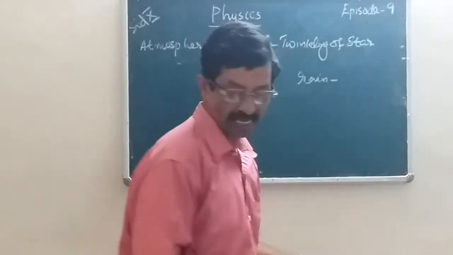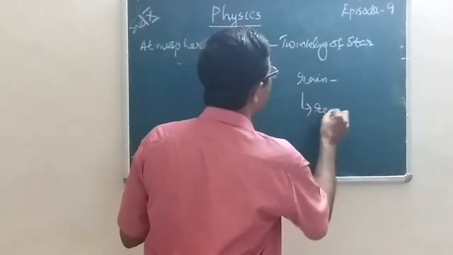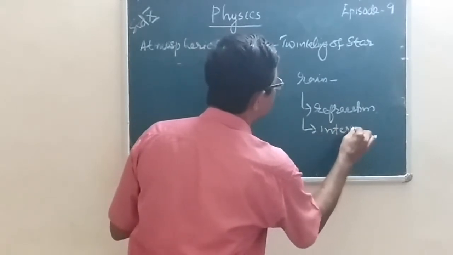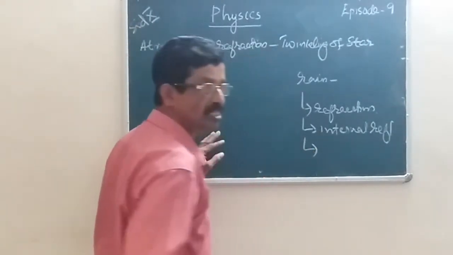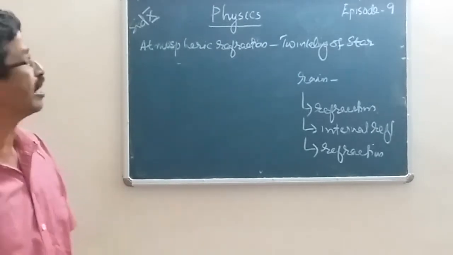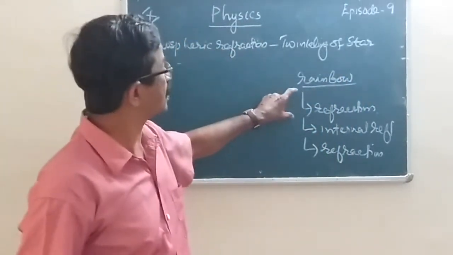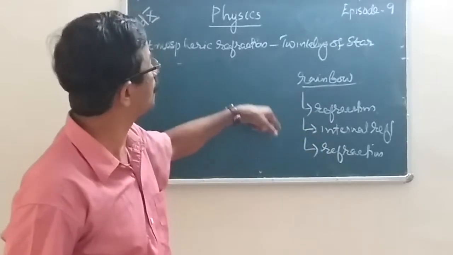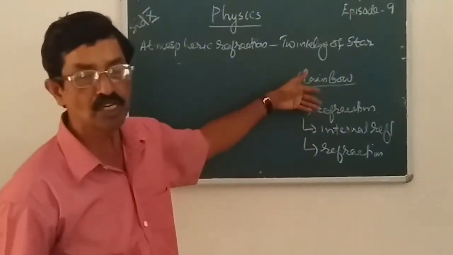When we discussed the rainbow, there is a dispersion for that. There is a refraction, then there is internal reflection, then again comes a refraction. That means a rainbow is formed due to, at first, a refraction, then internal reflection, then again refraction. This way a rainbow is formed. This is the reason for the formation of a rainbow.